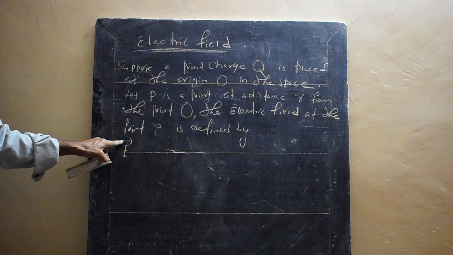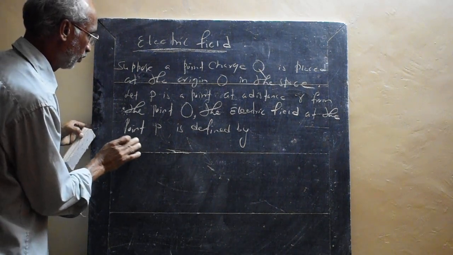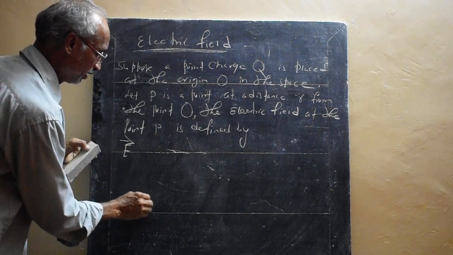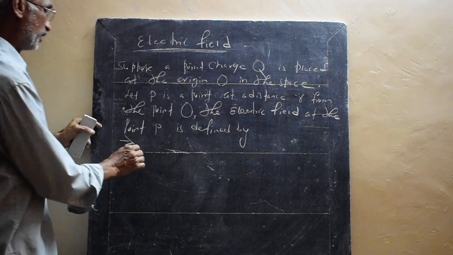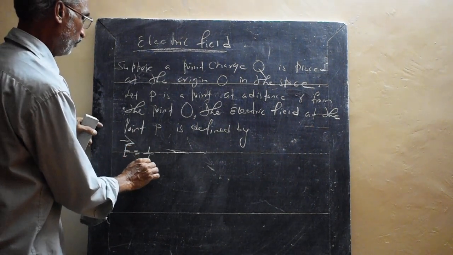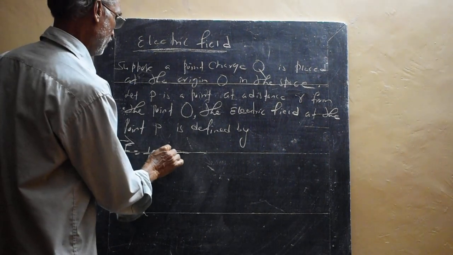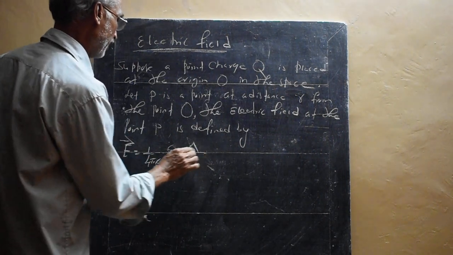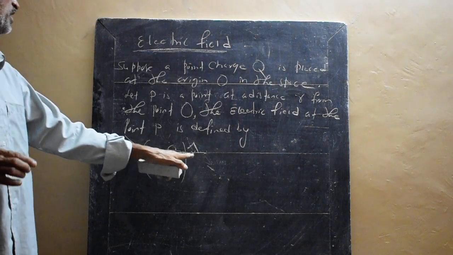The bar indicates an arrow mark, E arrow mark, and I am reading it as E bar. Actually, the arrow over the head indicates a vector quantity. Okay, A bar is a vector quantity. E bar is equal to 1 upon 4 pi epsilon naught into Q upon R square into R cap. What is this R cap?